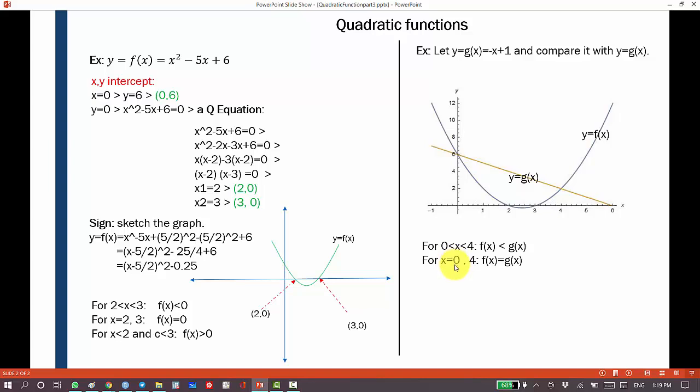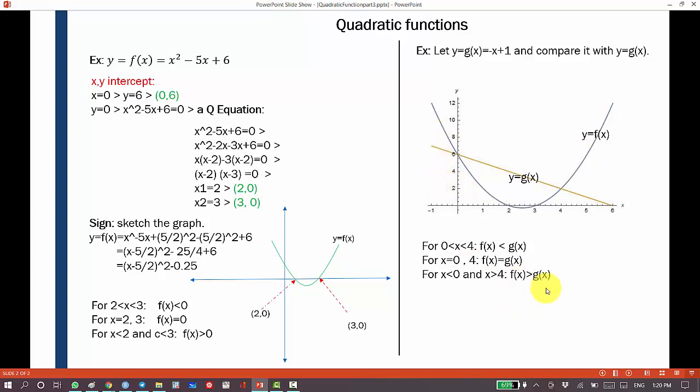Obviously, for x equals 0 and 4, the two functions are the same because there they intersect, therefore they share the same y value. For x less than 0, that's all negative numbers, and x bigger than 4, that's all numbers on the right side of 4, you can see that the graph of f is above the graph of g both here and here, therefore f is bigger than g.